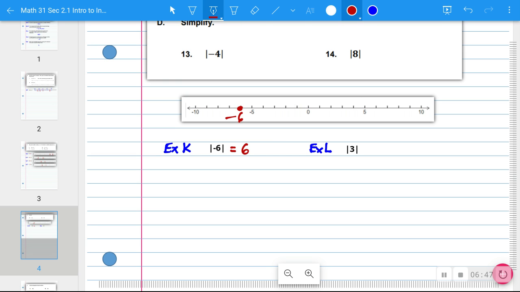So in effect, absolute value bars will take a negative number, you can see there was a negative number there, and change it to a positive number. Now if you have a positive number to start with, let's see what happens there. 3. Its positive distance from 0 is 3 units. So the absolute value of 3 is just 3. So the bars, you essentially just erase them when you got a positive number inside. Okay, and we'll break there for the end.